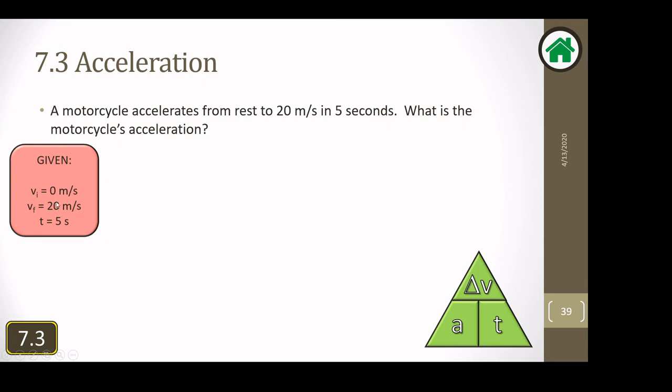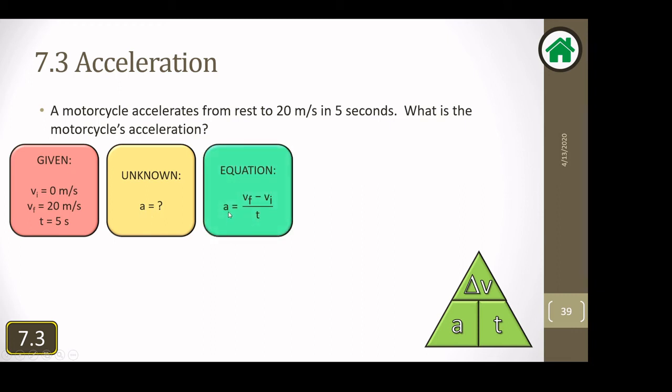In reality, I should be saying positive 20 meters per second because it is a vector, so I should be giving it a direction. So that's my bad for not including that detail. And the time is 5 seconds. What's unknown is the motorcycle's acceleration. So we will say the acceleration is equal to the delta v divided by the t, and remember delta v can be written as vf minus vi.